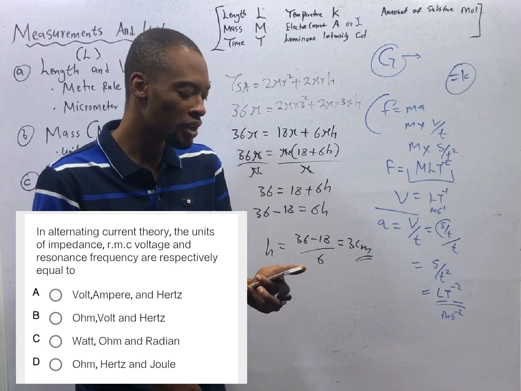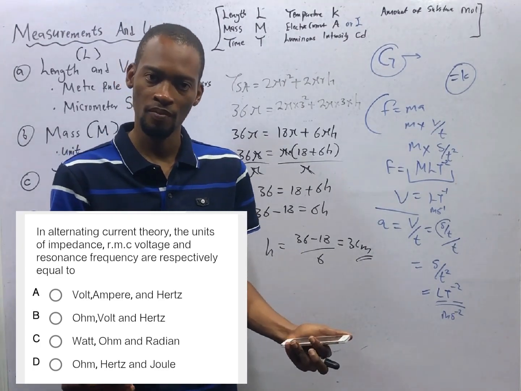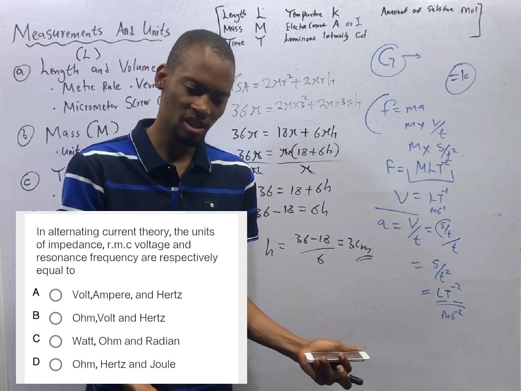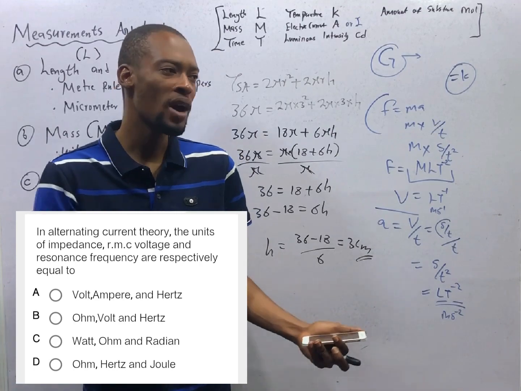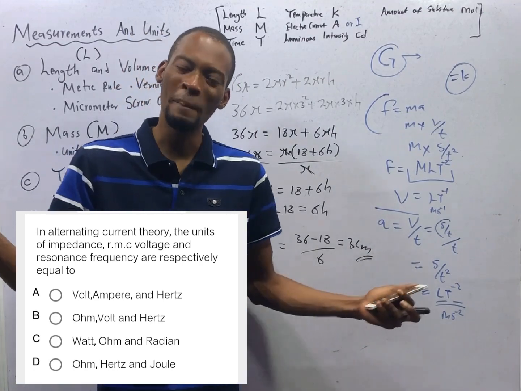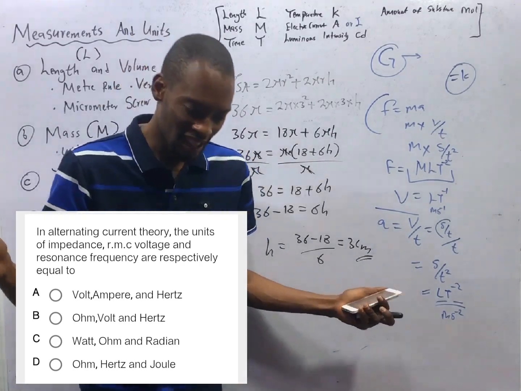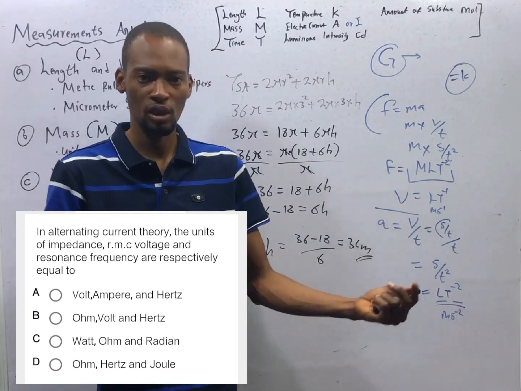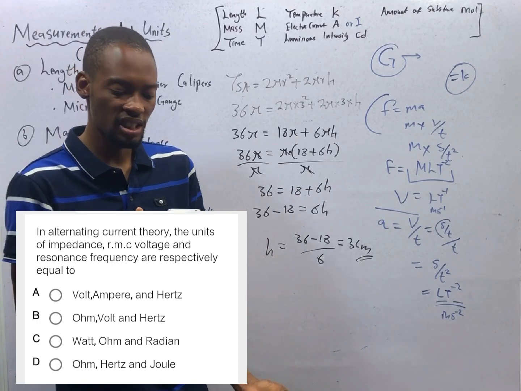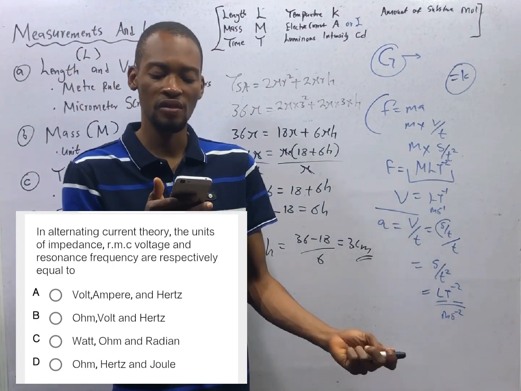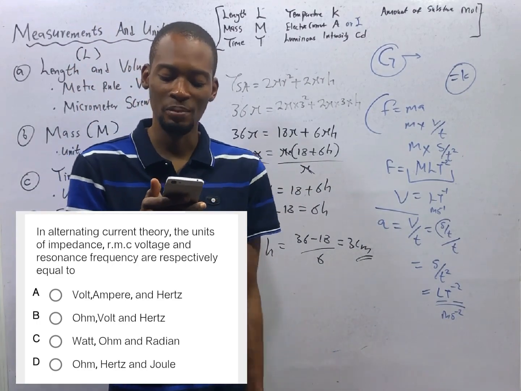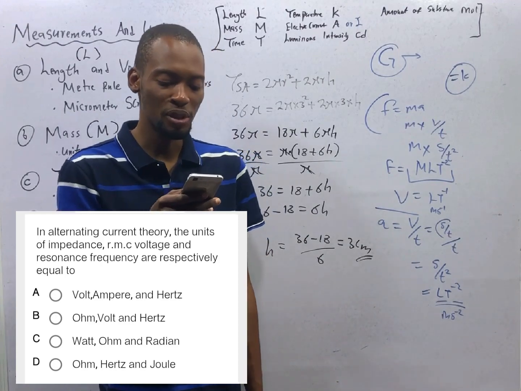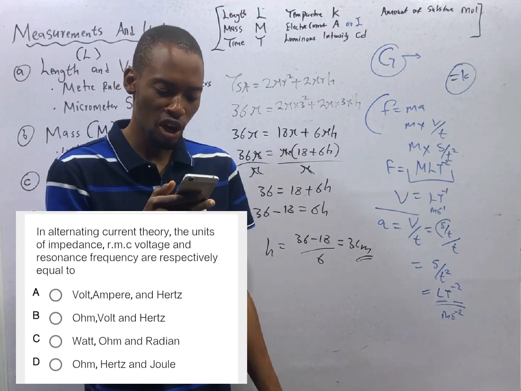In that case, we refer to them as reactance. So the opposition by capacitors and inductors is reactance. When resistor, capacitor, and inductor merge to offer opposition, that total opposition is referred to as impedance. So it is measured in ohms, just like resistance. Voltage is measured in volts, and frequency is measured in hertz, making option B the correct option.